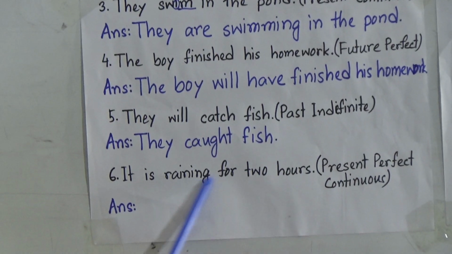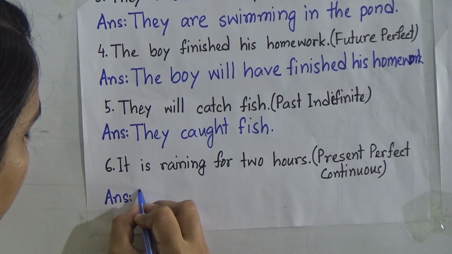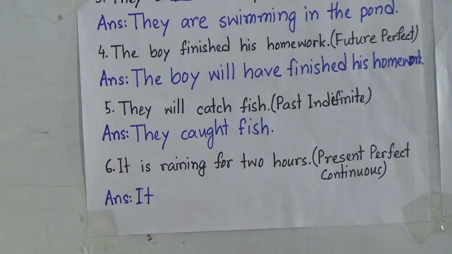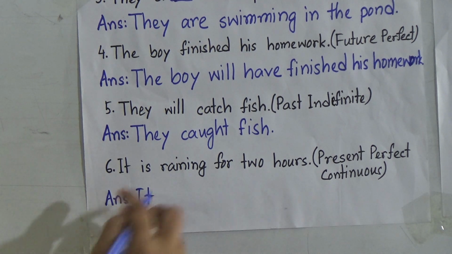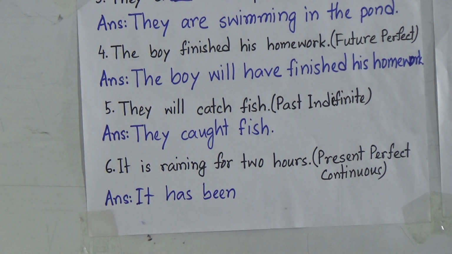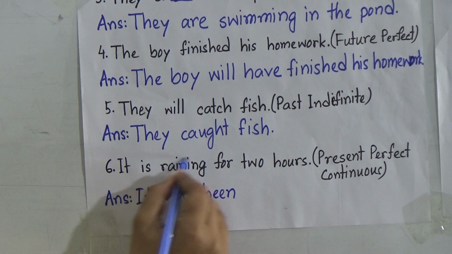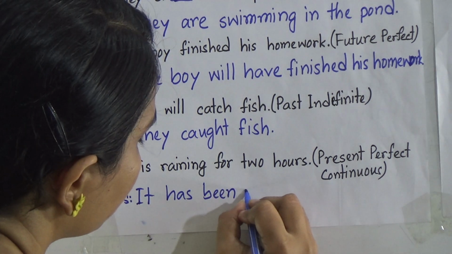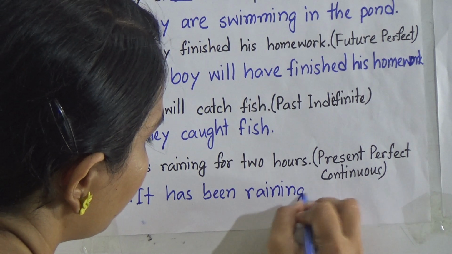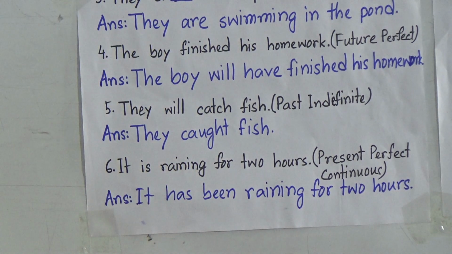Now number 6, it is raining for 2 hours. We will change it present perfect continuous tense. So according to the structure, at first we will write it, and then what will be there? Either has been or have been, but our subject is it and it is singular, so we will write here has been. So it has been, then the verb along with ing. And now look, it is continuous tense, so there is the verb with ing. So we will write it here, it has been raining for 2 hours.